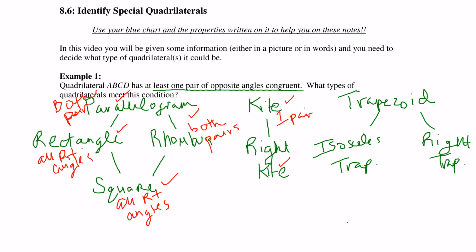For a trapezoid, it doesn't really say anything about the opposite angles, only consecutive angles if it's an isosceles trapezoid. So for a trapezoid, there's not really any way for these two angles to be congruent. So it's not going to work for any of these three.